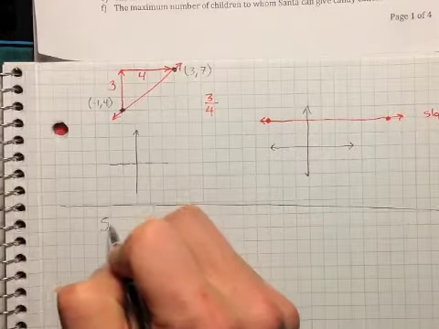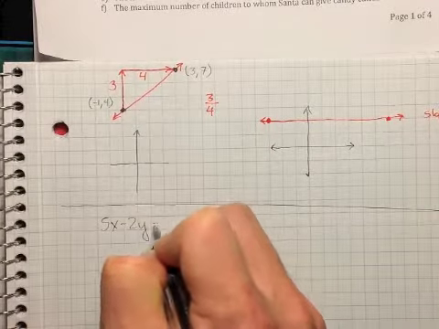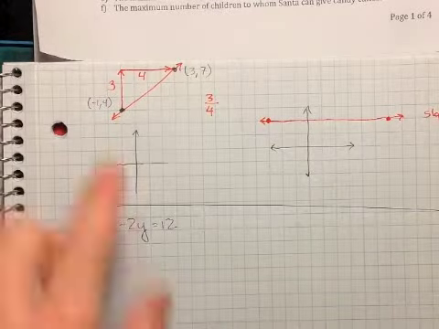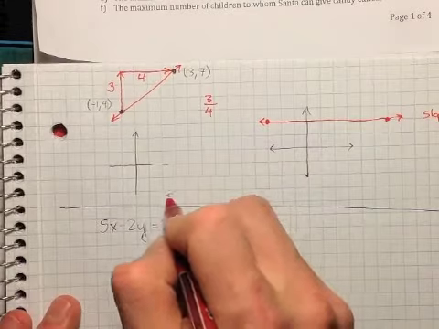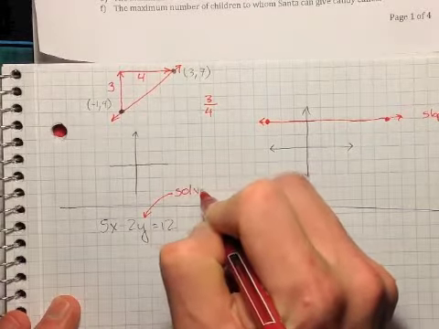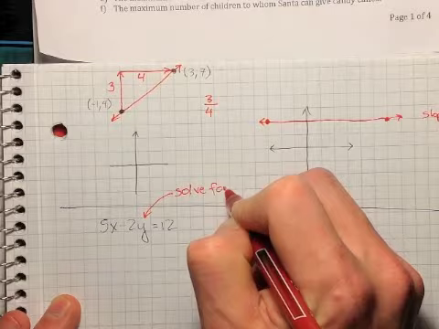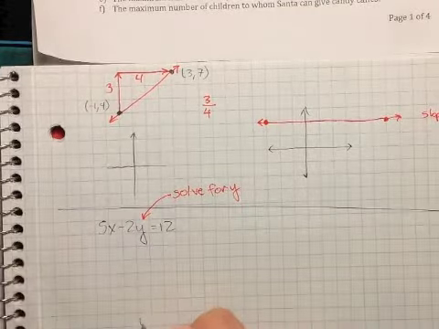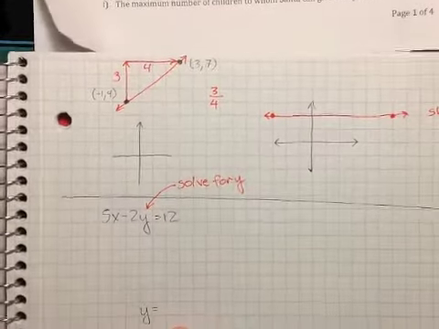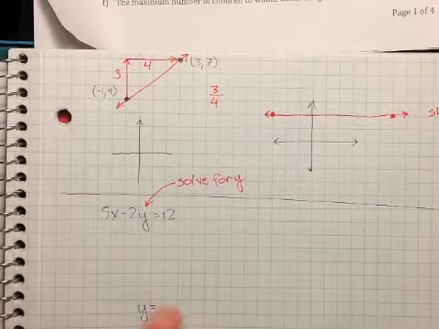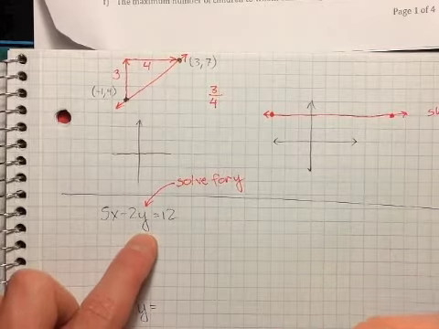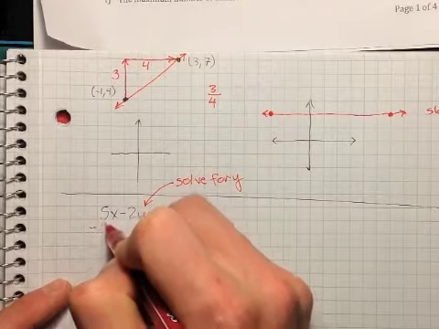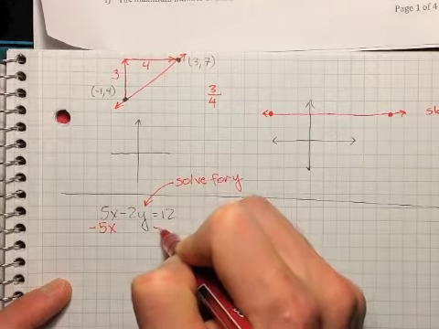So here was the equation we started with, 5x minus 2y equals 12. Now, let's solve this equation for y. If we can successfully solve this equation for y, then we will have written it in slope-intercept form. Y equals a bunch of stuff. Okay? So the first step to solving this equation for y is to move the 5x. In order to move the 5x, we need to subtract it. Subtract 5x.